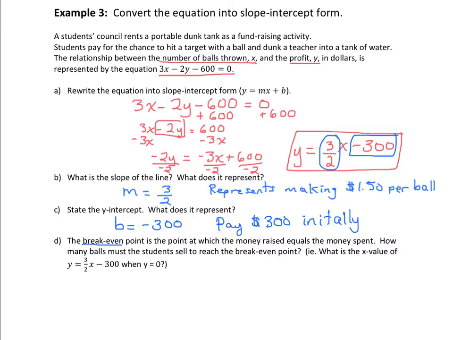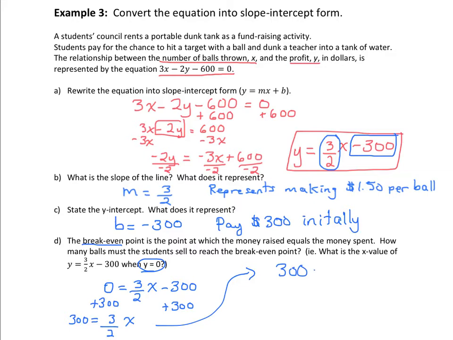So what we can do here is sub in 0 for the y value and solve for x. So we'd have 0 equals 3 over 2x minus 300. To solve for x, we would add 300 to both sides, and then we would have 300 is equal to 3 over 2x. Now x is being multiplied by 3 and divided by 2. We can also write that like this. 300 is equal to 3x over 2.